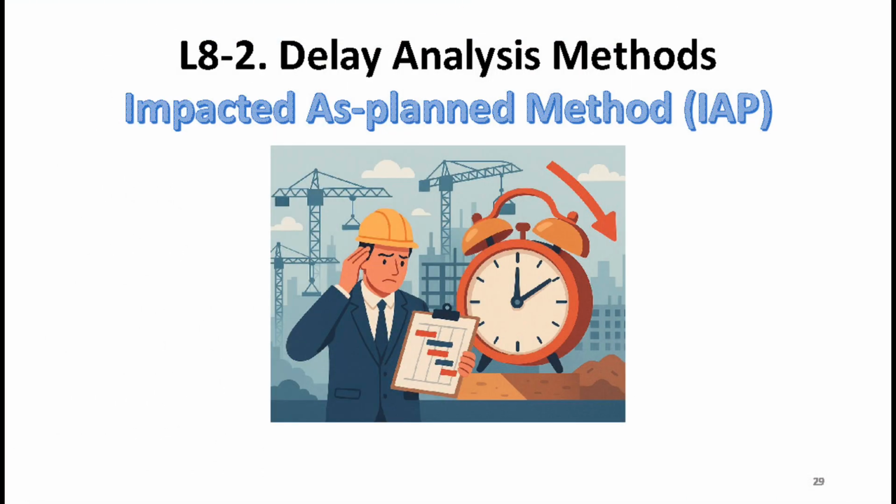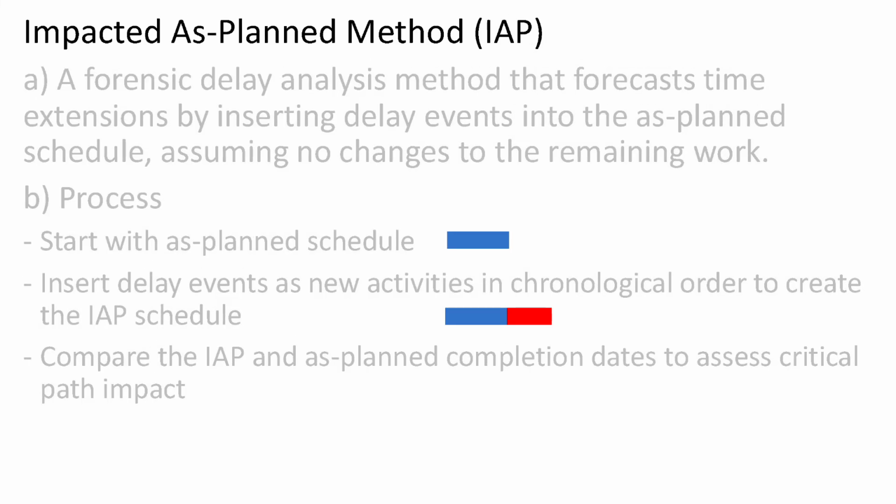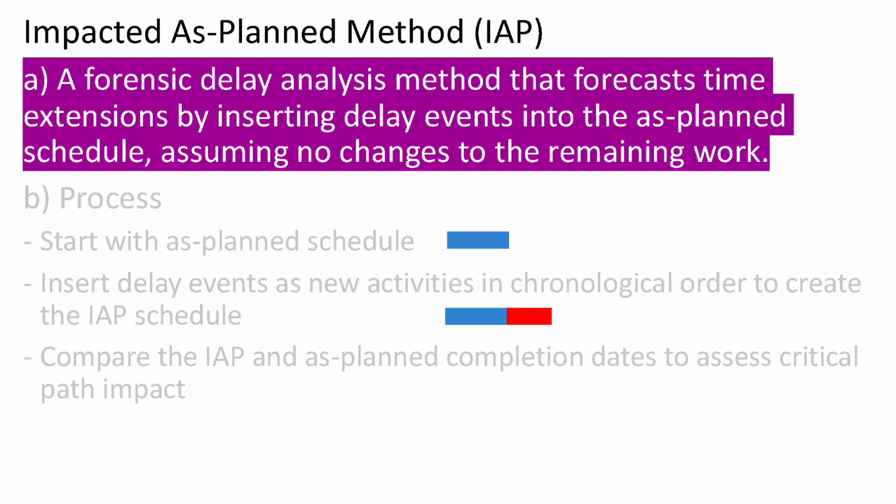In this video, we're going to learn the impacted as planned method for delay analysis. The impacted as planned, or IAP method, is a forensic delay analysis method that forecasts time extensions by inserting delay events into the as planned schedule, assuming no changes to the remaining work. The basic idea of this method is this. If your actions cause delays to the original duration, you should be held responsible for how much the delays changed the schedule.